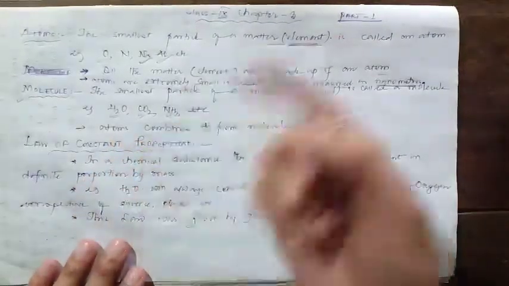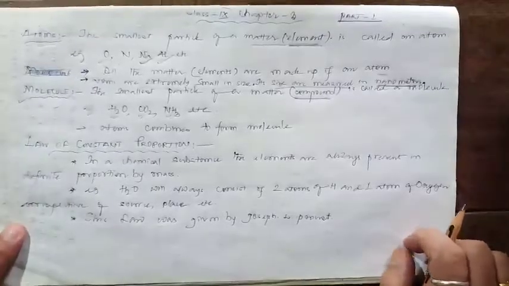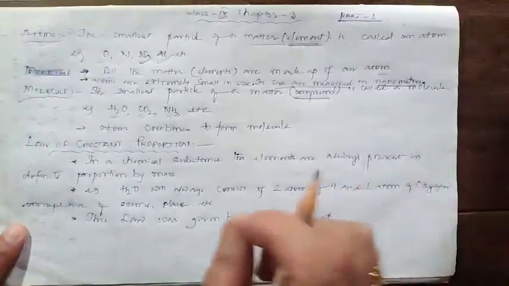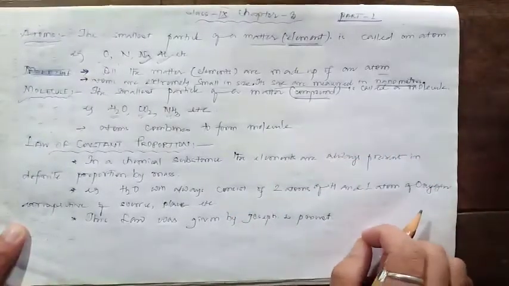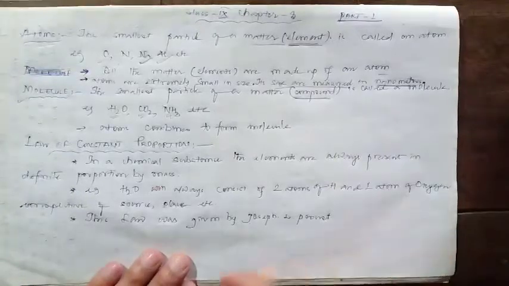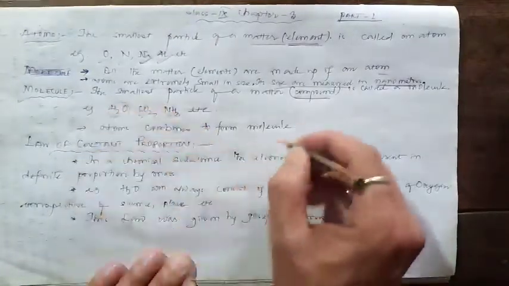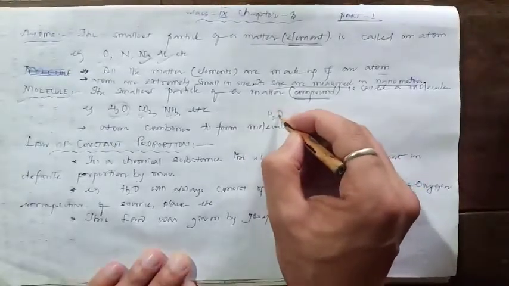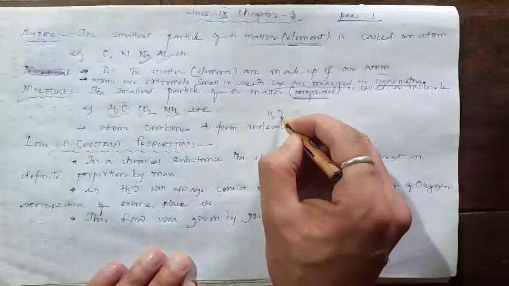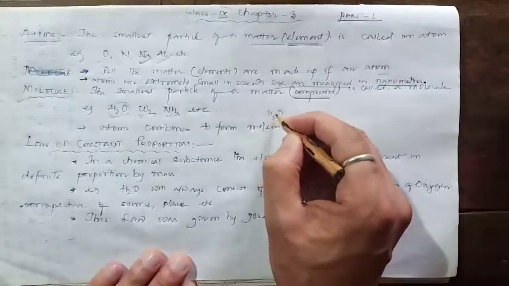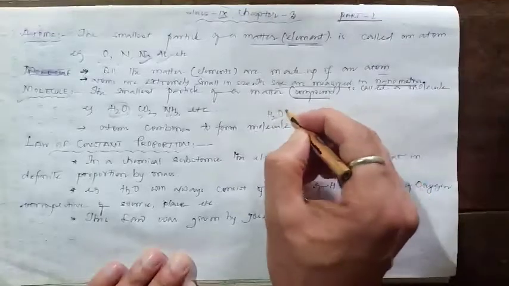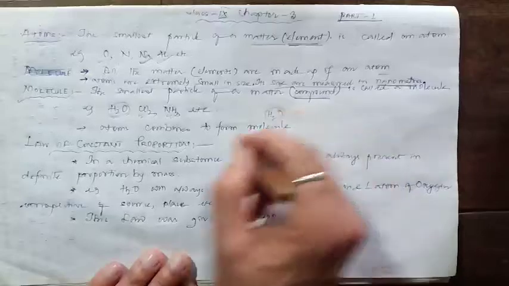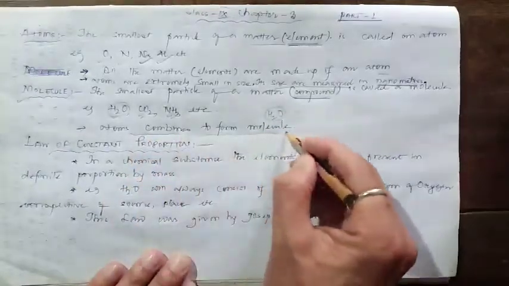Now what's the difference between atoms and molecules? Atoms are the individual particles, and when different individual particles combine chemically, what is formed is called a molecule. Say suppose water. Water is a compound. In this water there are two different types of particles, hydrogen and oxygen. So two atoms of hydrogen and one atom of oxygen combine to make a water molecule. So atoms combine to form a molecule.